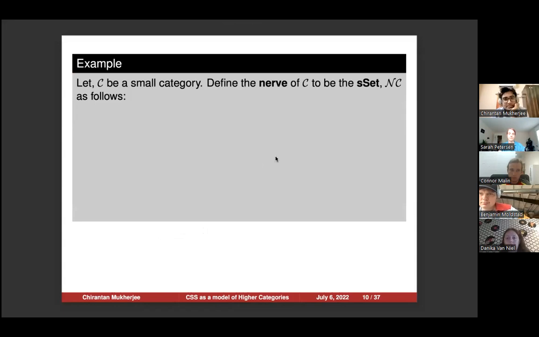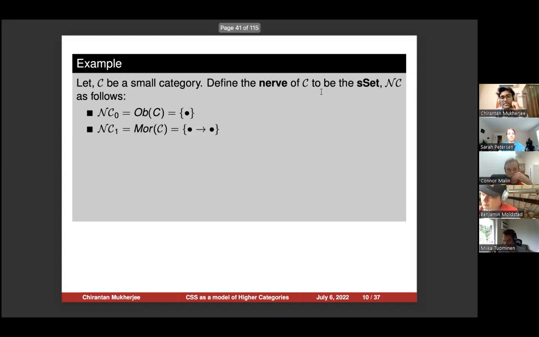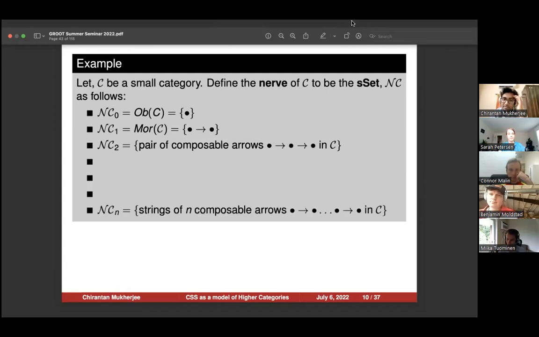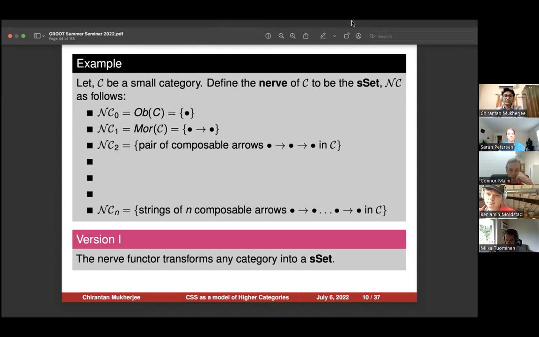An example of a simplicial set is the nerve functor, which acts on a small category C, which we will denote as N(C). It's defined level-wise: the zeroth level of the nerve is the objects in its underlying category. The first level of the nerve is the morphisms in its underlying category. The second level of the nerve denotes a pair of composable arrows in its underlying category. And similarly, the nth level of the nerve denotes the strings of n composable morphisms in its underlying category. So the nerve functor takes any category and gives us a simplicial set.